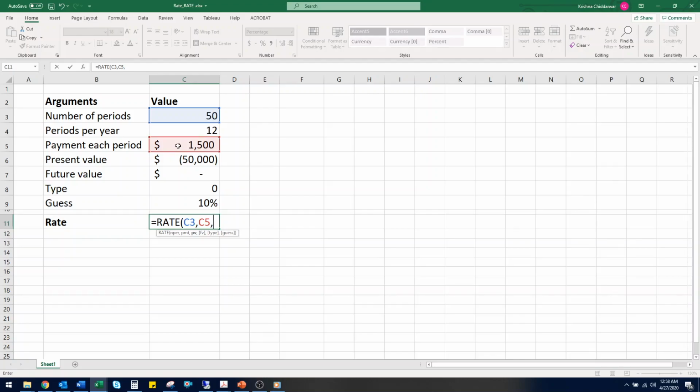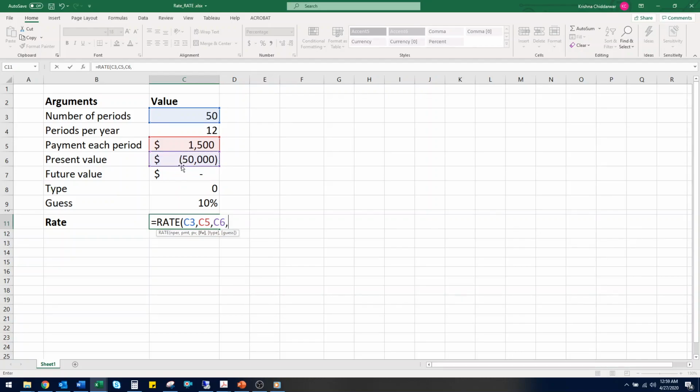Next is the present value, and that is the amount that I need to invest. In this case, that value is in cell C6, and we can see that it's a minus $50,000. It's negative because that amount of money is going out of my account. Those are the only three arguments that are required. However, you can also optionally add the future value, the type, and the guess as to what you think the interest rate might be. So I'll type a comma after C6.